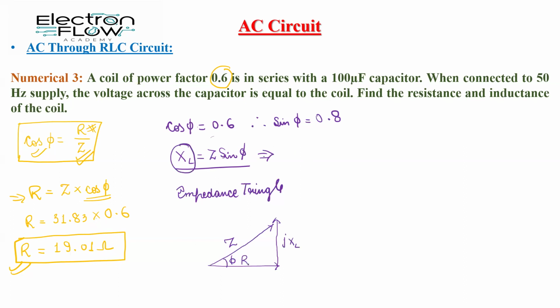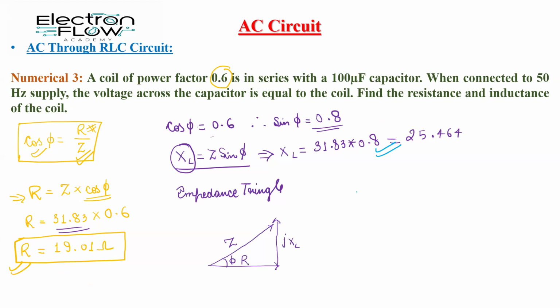XL is equal to Z, and the value of Z is 31.83, multiplied by sin phi. The value of sin phi is 0.8. So from here XL is equal to 25.464. Okay, so I have calculated the XL. This is our XL. Now I need to calculate the value of the inductance.